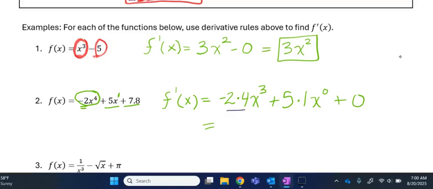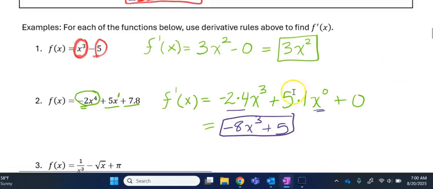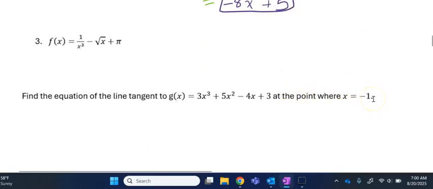We want to multiply these two together. We'll get -8x cubed plus, remember the x to the 0 is just 1, 5. And so that will be our derivative function cleaned up. Okay, now this looks a lot messier and may not look like we have a rule, but if you do a rewrite first, if you rewrite the function using some of the techniques from an algebra course, then you'll be able to apply the rules from above.